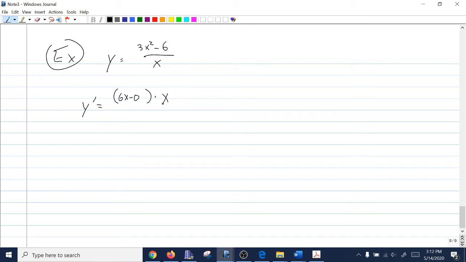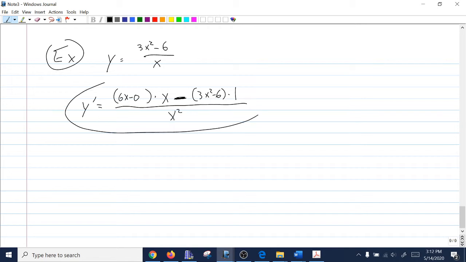Leave the bottom alone. Minus, it's a minus, not a plus. Minus, leave the top alone, 3x squared minus 6, times derivative of the bottom, which is 1, all over the bottom squared. If they told me to simplify it, I could, but they didn't, so I'm not going to. The point is to be able to prove you know the quotient rule. There will be times to simplify it. We're not at those times.